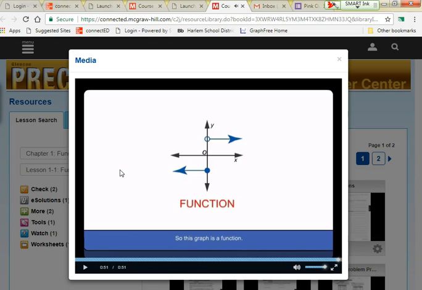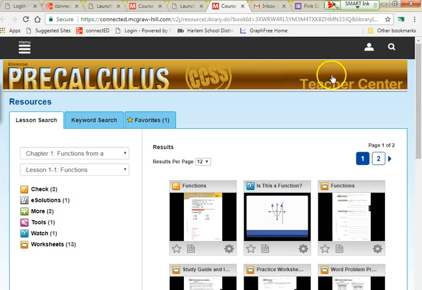Did you get that last one, or do we need to go back over that last one? Because one is hollow and one is solid? Okay. So we're used to the vertical line test. We're good with that? Just entertaining you there with a little video. Okay.